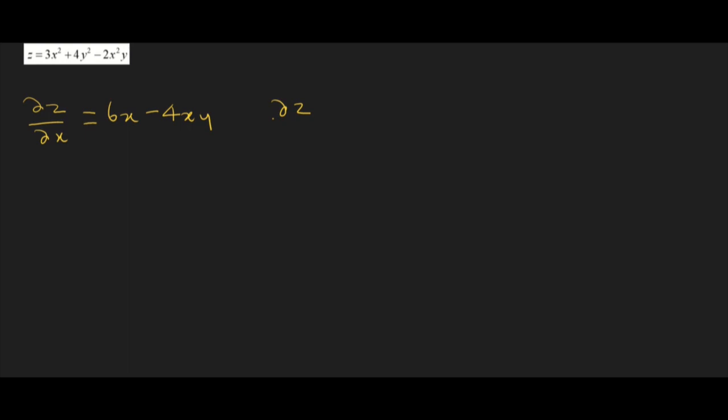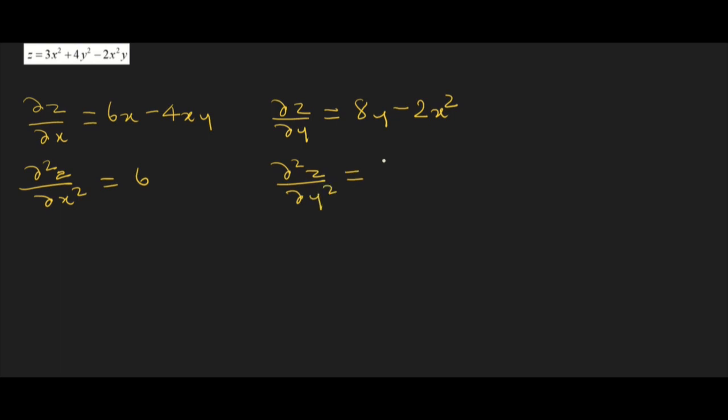Well, as you can see, it's easy to calculate the first partial derivatives. We simply set one of the variables as constant and differentiate with respect to the other. That gives us the two values here. dz dx equals 6x minus 4xy, and dz dy equals 8y minus 2x squared. And to calculate the second order partial derivatives, we do the same. So d squared z dx squared equals 6, and d squared z dy squared is equal to 8.